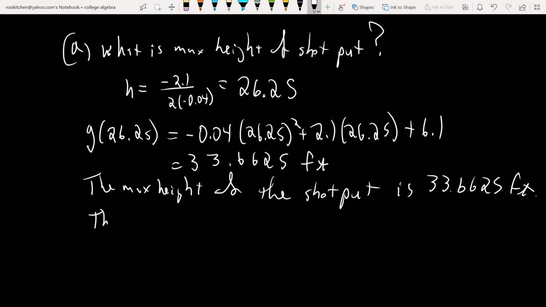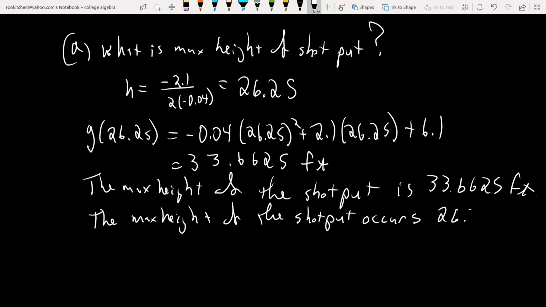Okay, the max height of the shot put occurs 26.25 feet away from the thrower, or whatever they call the person.